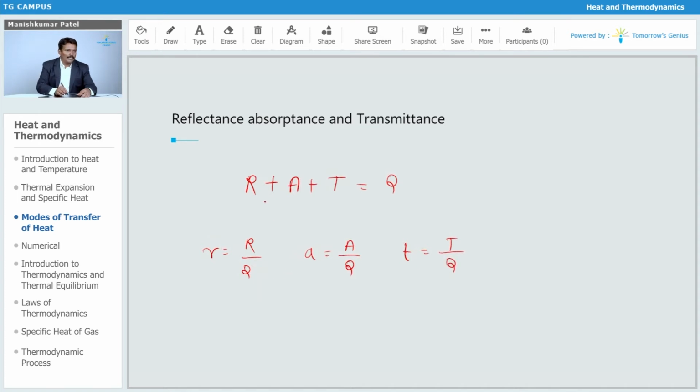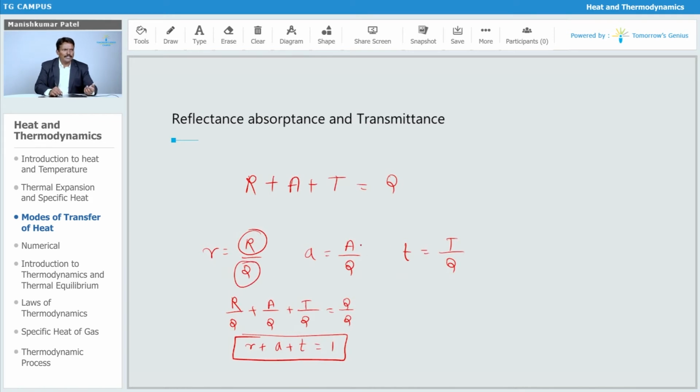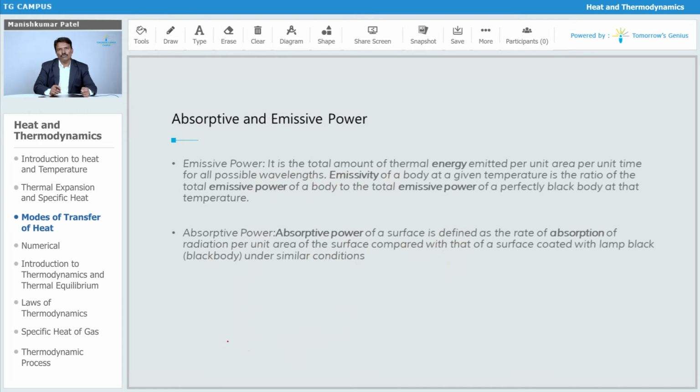So just divide the equation by Q: R by Q plus A by Q plus T by Q, which is obviously Q by Q. So this is R plus A plus T is always equal to 1. This is how we can say that the amount of heat reflected to the total heat incident, the amount of heat absorbed to the total heat incident, and the amount of heat transmitted to the total heat incident. So the coefficients R plus A plus T are always equal to 1.